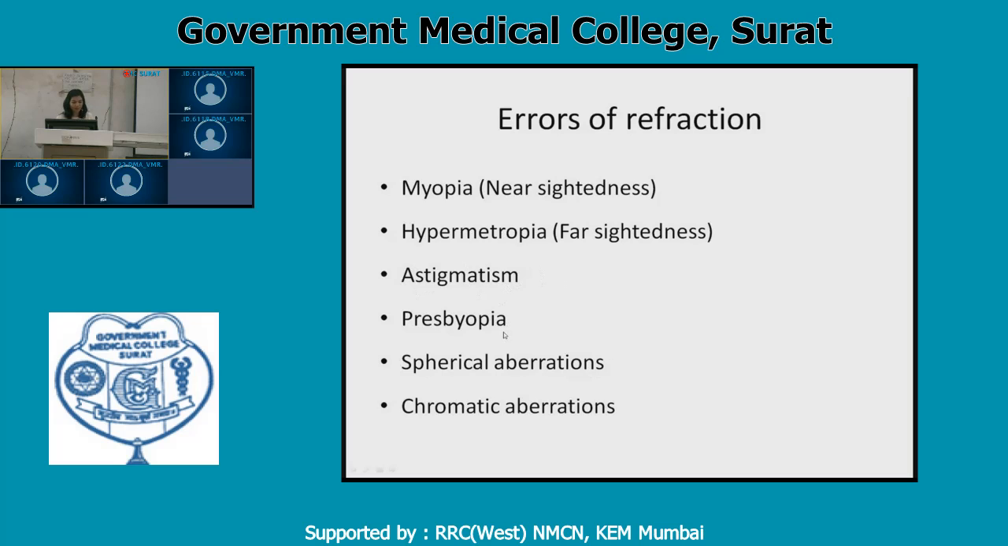Presbyopia, which we have already seen, is an age-related condition, and the problem lies with seeing nearby objects. We see it in our parents and grandparents who require glasses when reading the newspaper. That is presbyopia, an age-related condition where there is a problem with accommodation. The person cannot accommodate while seeing a nearby object. And then there are spherical aberration, chromatic aberrations and diffraction, which are physiological refractive errors.